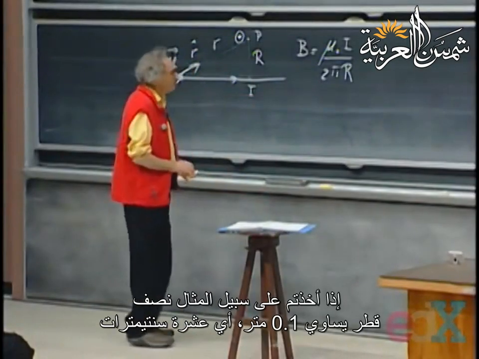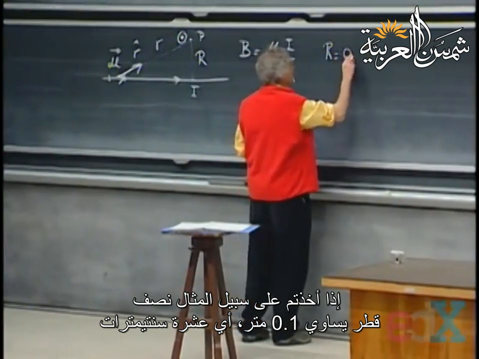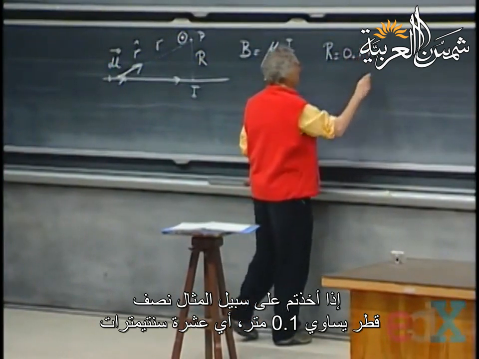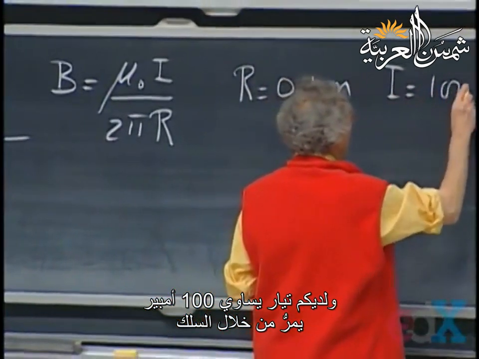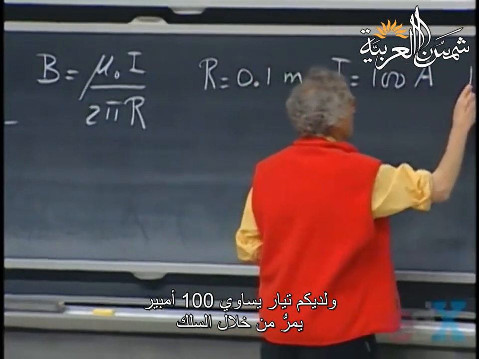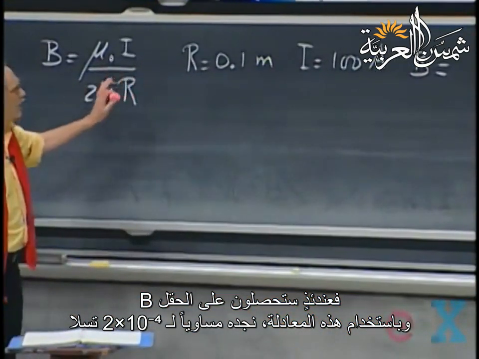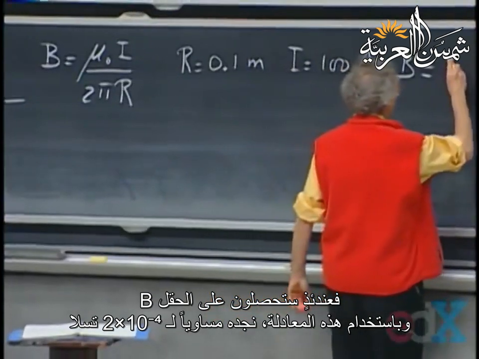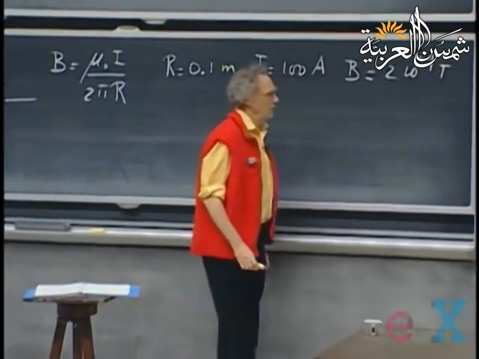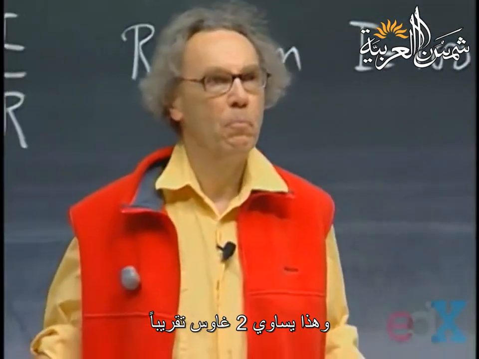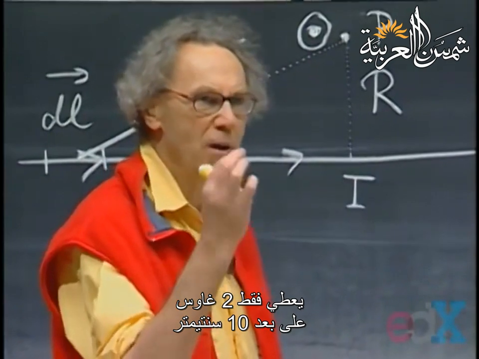And so if you, for instance, take a radius of 0.1 meters, 10 centimeters, and you have a current through the wire of about 100 amperes, then you would end up with a B field, if you use this equation, of 2 times 10 to the minus 4 Tesla. That is about 2 Gauss. 100 amperes, a 10 centimeter distance, is only 2 Gauss.